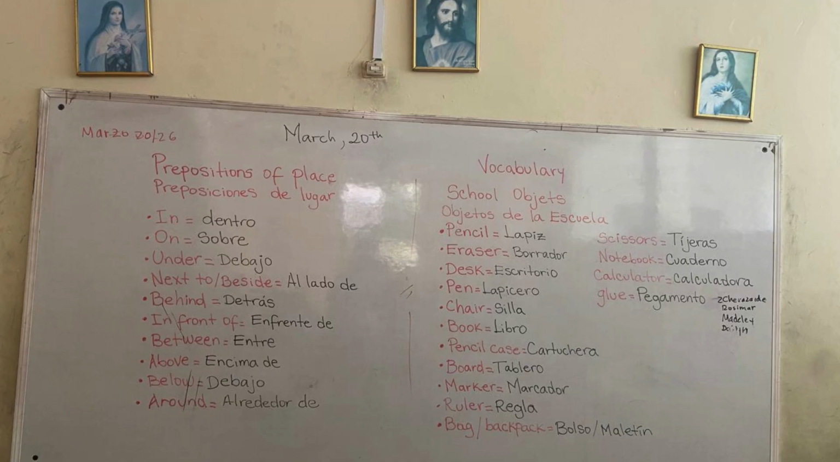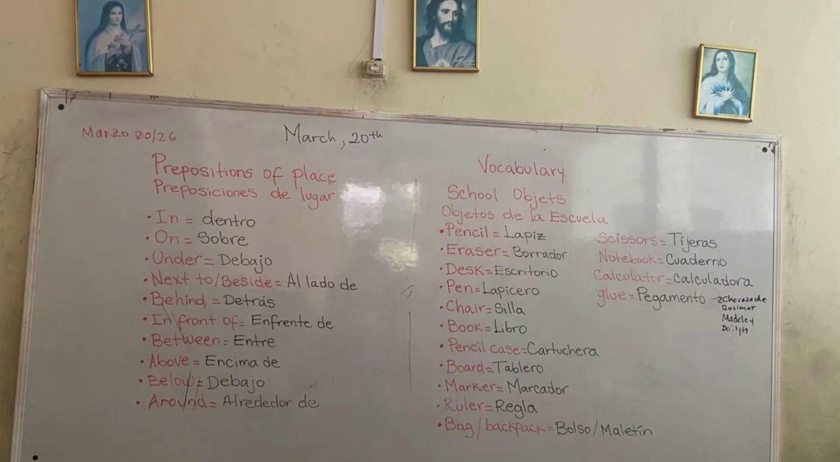30 minutes. A list of school objects in English and Spanish is written on the board for the students to copy into their notebooks. Then, the list is read and the students repeat after the teacher to practice pronunciation. Finally, the teacher asks two students to point to objects around them and say their names in English.